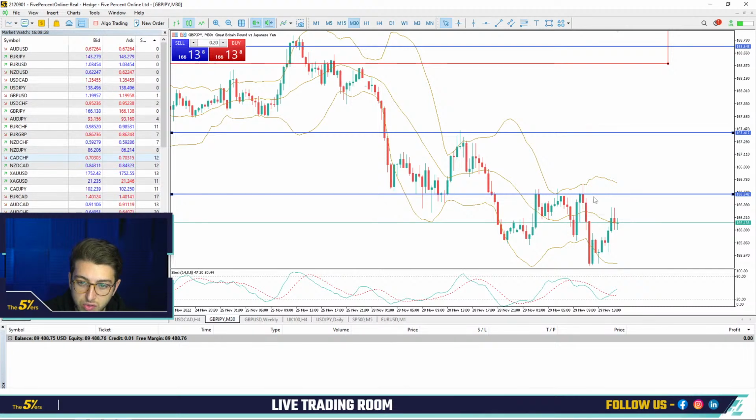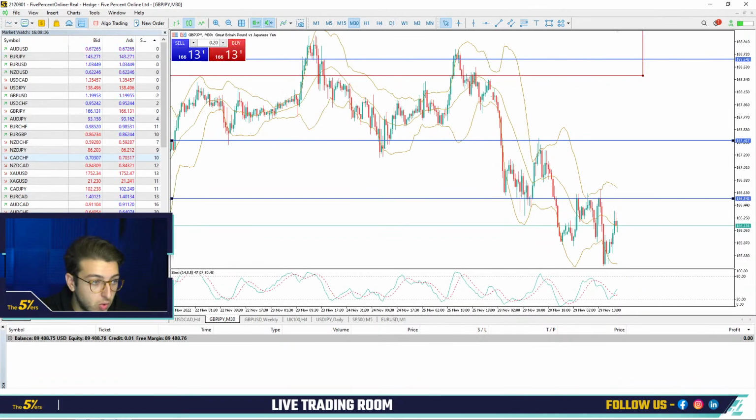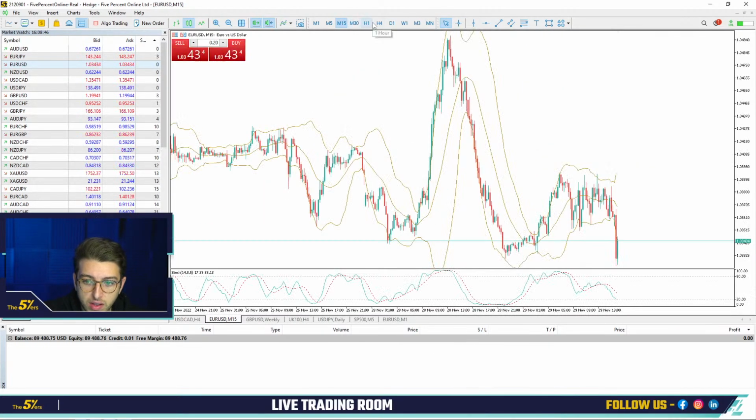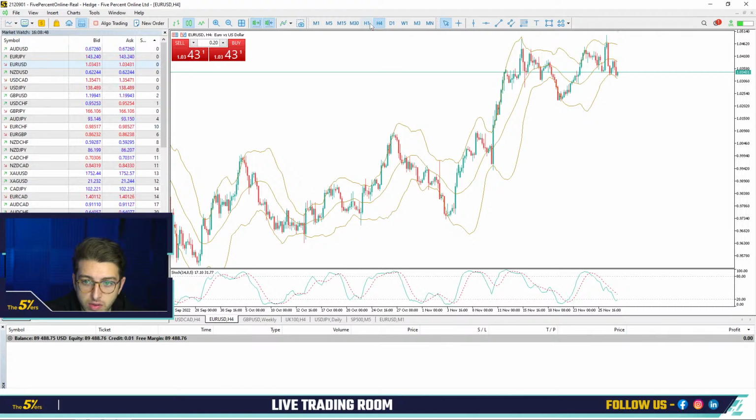Here there is a strong area, but again, quite difficult to take any decision if I go to the H4 chart. So yeah, I would do nothing here on the pound yen. Let's look here at the euro and the pound and try to understand if we can have any movement.